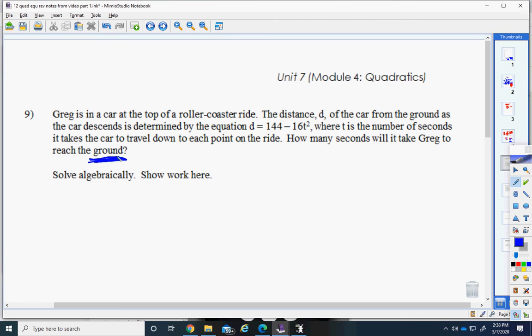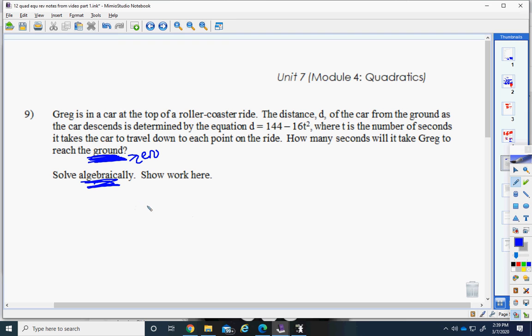Anytime you see something about reaching the ground, please remember you're trying to find a 0, or you're trying to find a solution, or you're trying to find a root. It says solve algebraically. The only algebraic method we know right now is by factoring. There are other algebraic methods, but I didn't teach them to you yet. So if they ask for an algebraic method on your test, the only thing you could do is by factoring. The only other method you know is a graphic method, which is not algebraic, it's graphic.